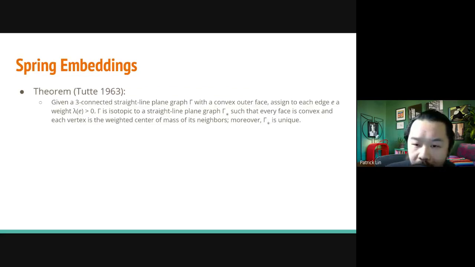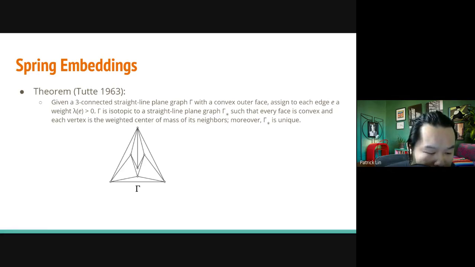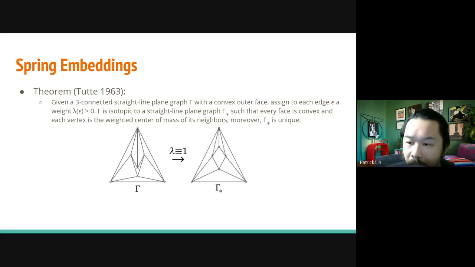And the something new that we came up with involves these spring embeddings. I think these are familiar to many people. It's a bunch of words here, but effectively, you start with some planar graph embedding, and you assign a weight to every edge, and you solve a certain linear system, and it gives you this much prettier embedding where every face is convex, and every vertex is a convex combination of its neighbors.